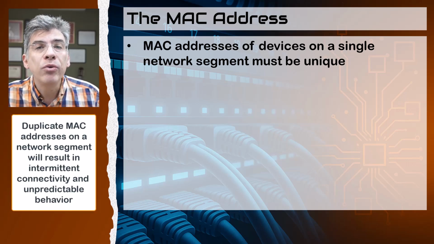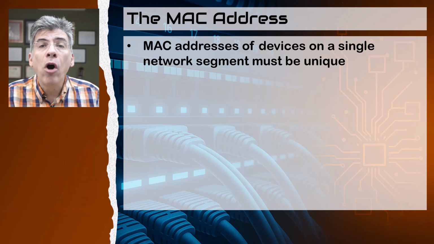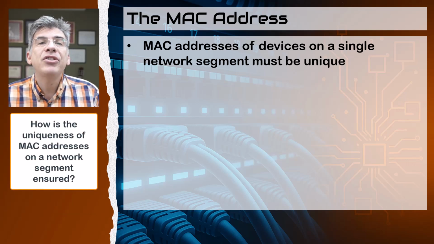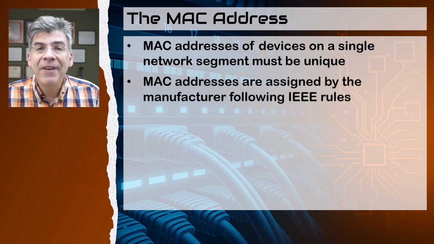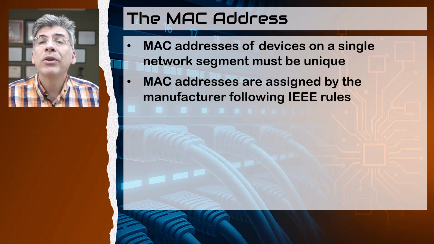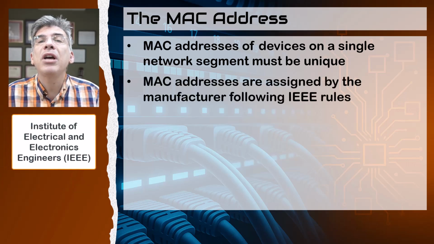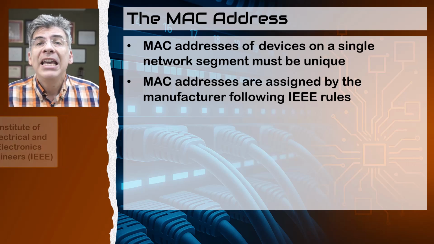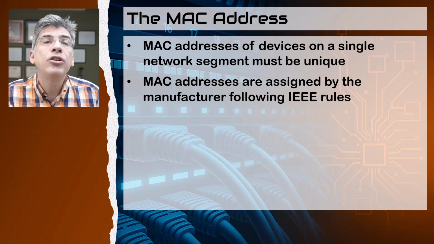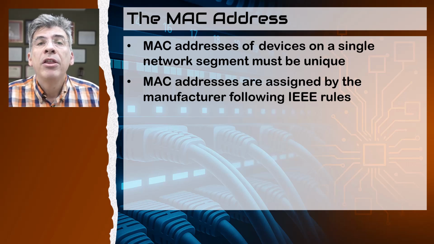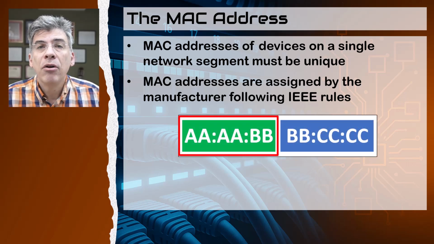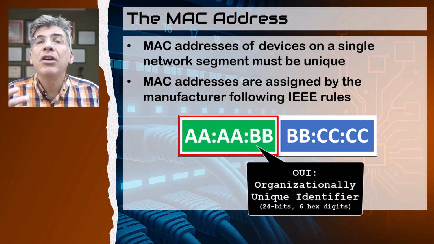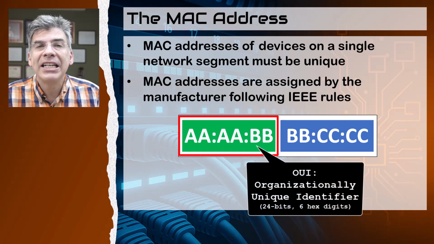How can we be sure that the MAC addresses of all devices on a single network segment are unique? Well, MAC addresses are assigned by the manufacturer of each device following rules set by the Institute of Electrical and Electronics Engineers, or the IEEE. Each MAC address is split into 2 main parts. The first 24 bits, or the first 6 hex digits, are called the OUI, or the Organizationally Unique Identifier.